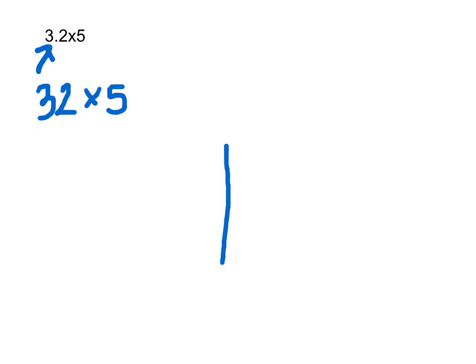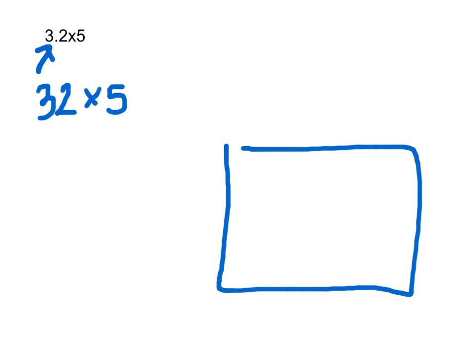We have 3 2/10 times 5. This means 3.2 times 5. Remember though that we're not going to pay attention to the decimal, so we're going to actually pretend that it's not there. So this problem would look like 32 times 5. In order to set up your array, you're going to draw your box. Your top number is going to be 32 and your side number is going to be 5.